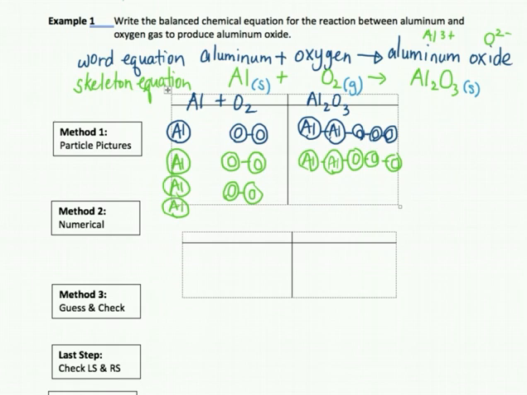Now I'm checking here. I have 4 aluminums. Yep, I have 6 oxygens on this side, 6 on that side. All right, great. I'm balanced now.